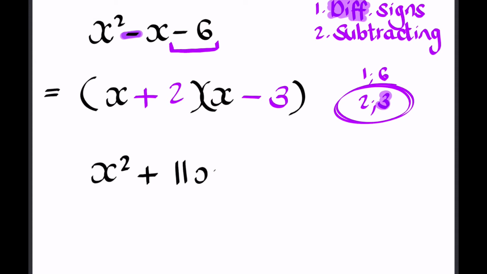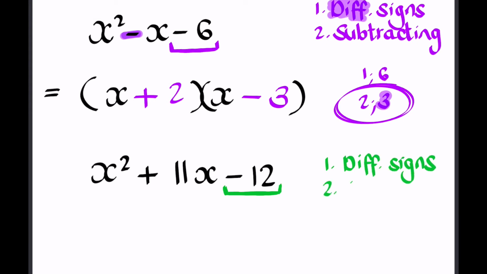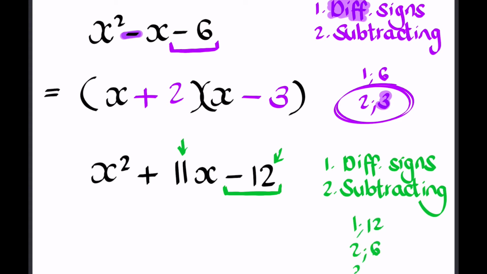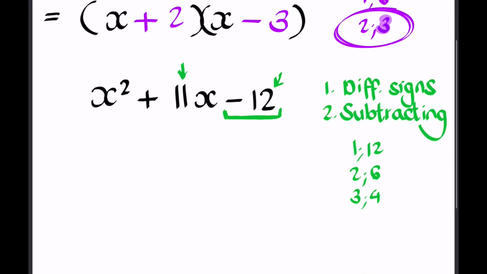If I have x squared plus 11x minus 12, I look at my third term, and my third term is negative. So a negative third term tells me two things. It tells me that I'll have different signs, and that I'm subtracting the factors of 12 to give me my middle term of 11. What are the factors of 12? 1 and 12, 2 and 6, 3 and 4. So I'm going to factorize this into two brackets.